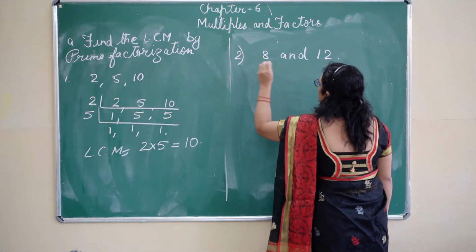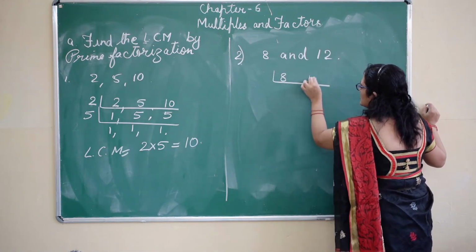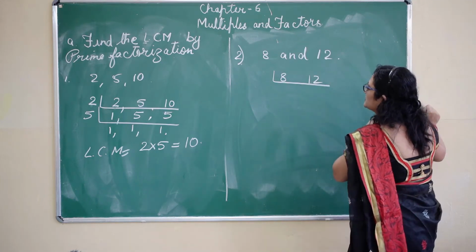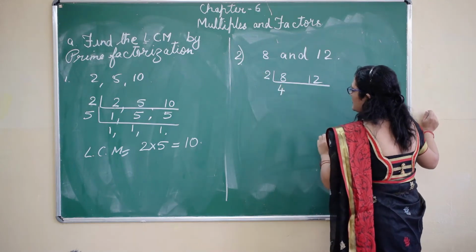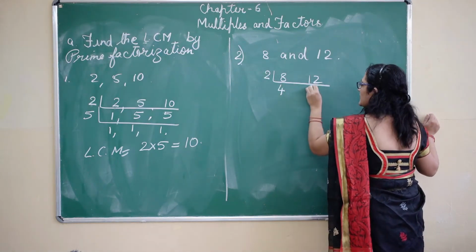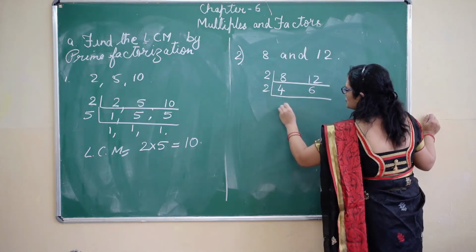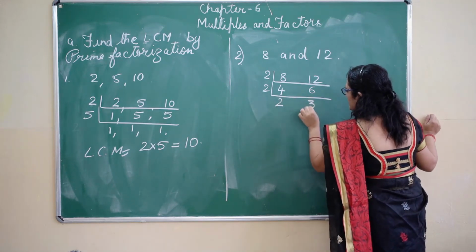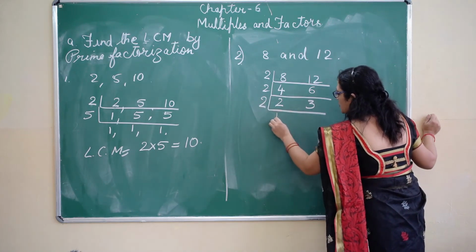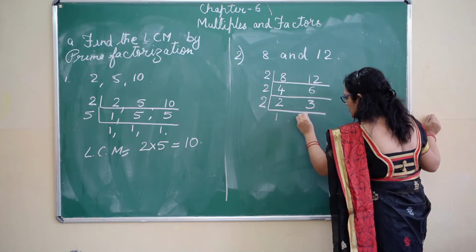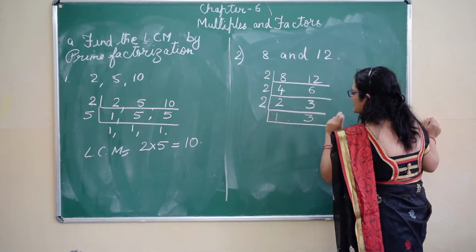Same we will do the next question. Find the LCM of 8 and 12. How will you write? 8 here, 12 here. We will start with the table of 2. In the table of 2, 8 comes. Yes, 2 4s are 8. In the table of 2, 12 comes. Yes, 6 times. 2 2s are 4, 2 3s are 6. Now again we will take the table of 2. In the table of 2, 2 comes one time. In the table of 2, does 3 come? No. So we will bring the same number down.